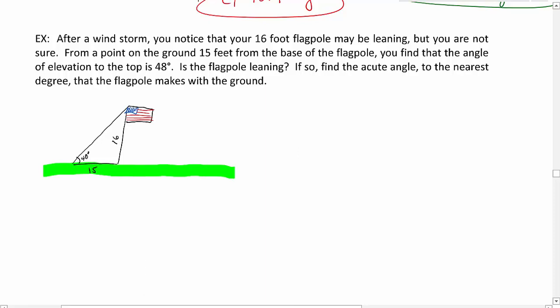Well, how would we know if it was leaning? If our angle right here that the flagpole is making with the ground is anything other than 90 degrees, then our flagpole is leaning. So if we can figure out what that is, we're in good shape. We can answer our question.